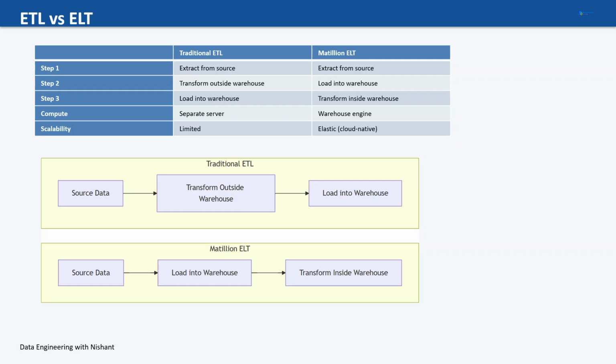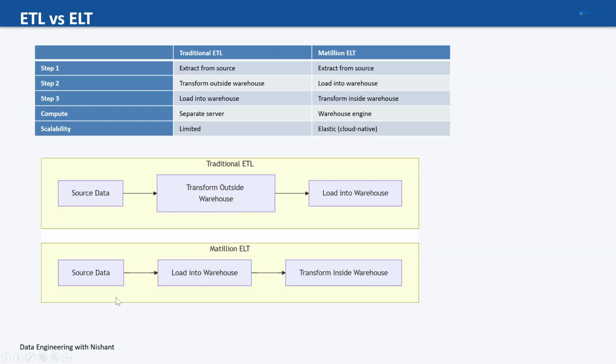You can always retransform it if required. With this ELT approach, your warehouse does the heavy lifting. Later, if required, Snowflake can also scale the warehouse from a small or extra small size to even a 4XL, depending on your requirement.